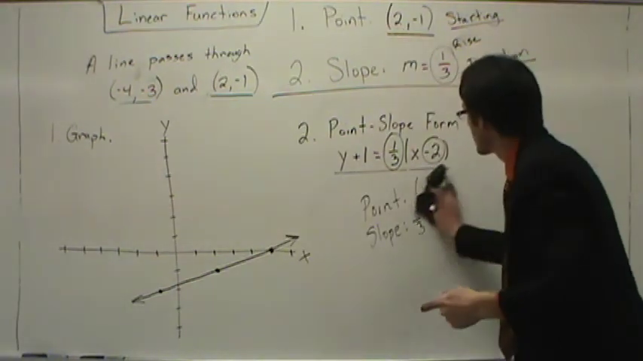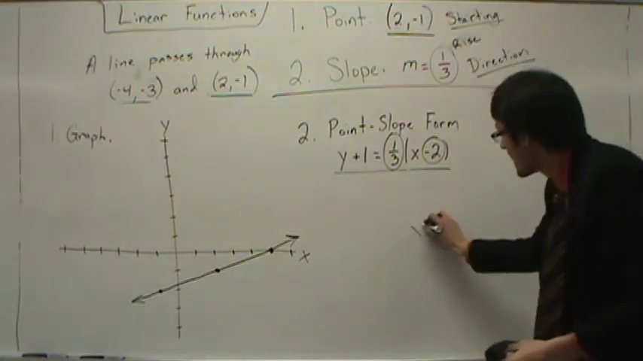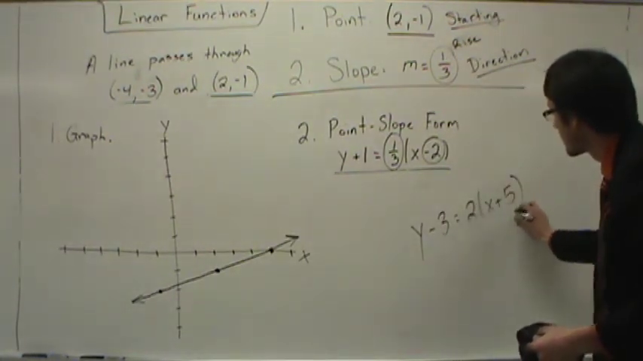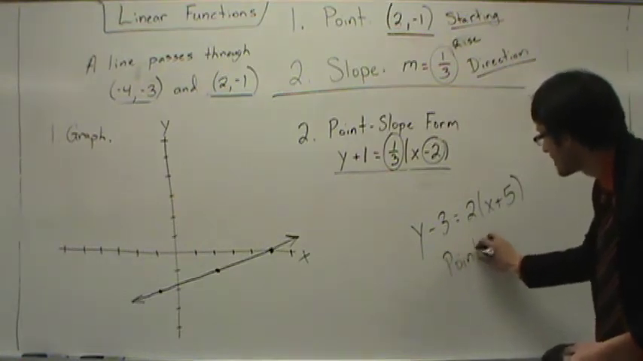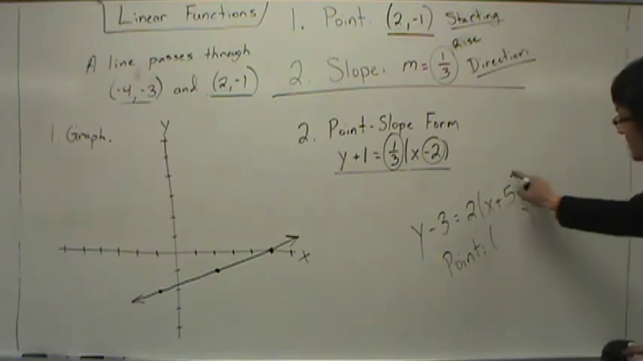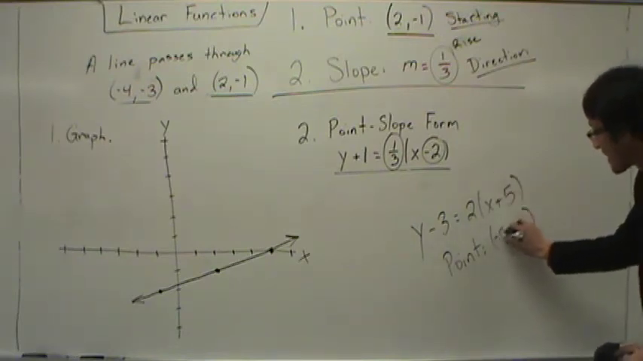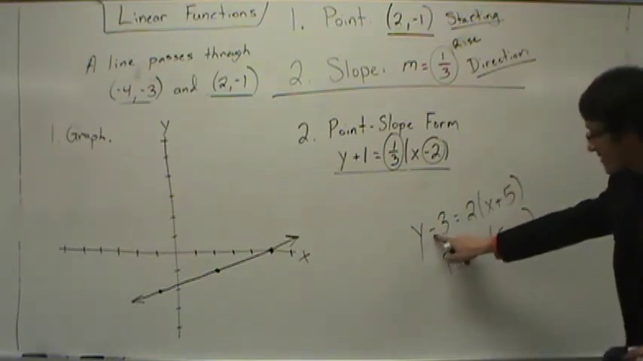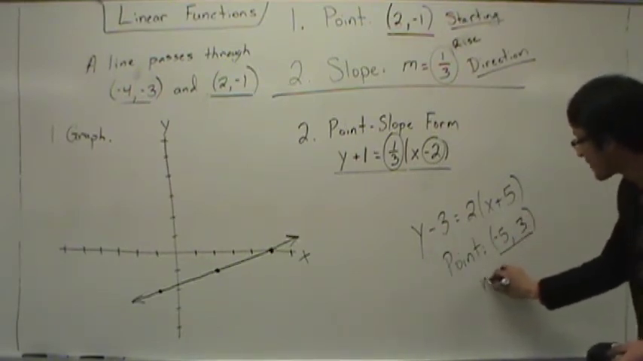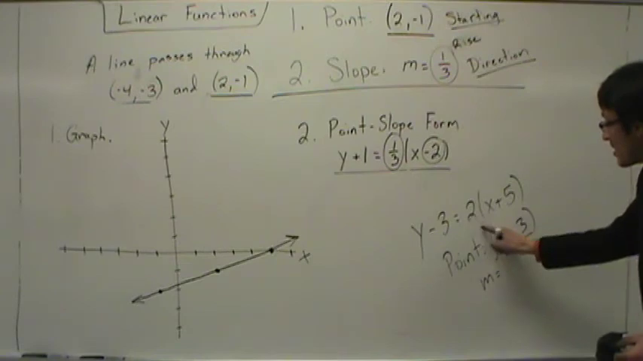Okay, giving you another one. If I wrote y minus 3 equals 2 times quantity x plus 5, what's our point? We need our x value, the opposite of what's next to x. Since we have 5 next to x, we take the opposite, negative 5. And the opposite of what's next to y: since we have negative 3 next to y, we have positive 3. So our point is negative 5, 3. And what is our slope? Slope is 2.